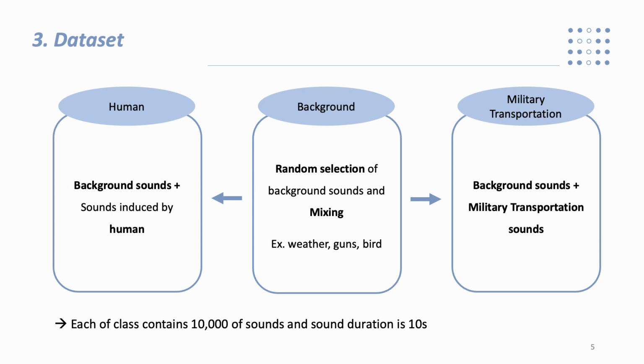The sound data was sourced from the open dataset. We randomly selected background sounds in a war scenario, mixing elements like weather, guns, and bird sounds. Next, we introduced human sounds such as running and walking into the previously created background sounds. Also, we introduced military transportation sounds such as panzers, tanks, armored cars into the background sounds. Each class contains 10,000 sounds and the sound duration is 10 seconds.